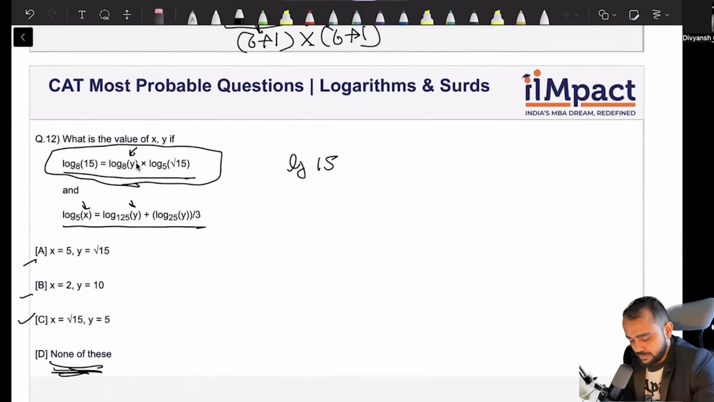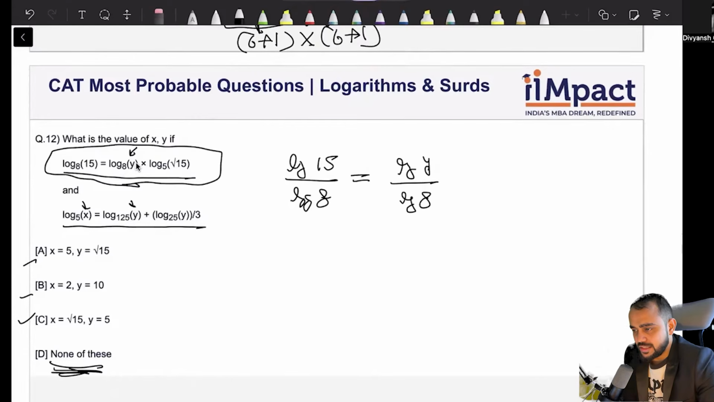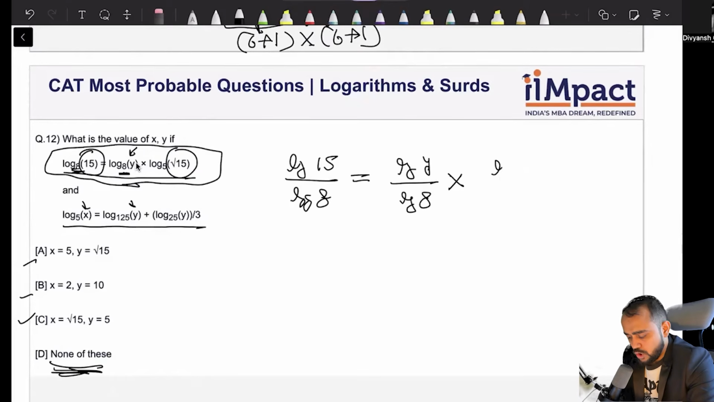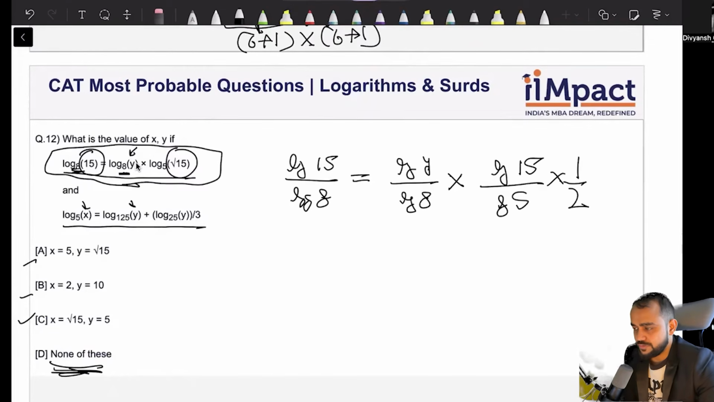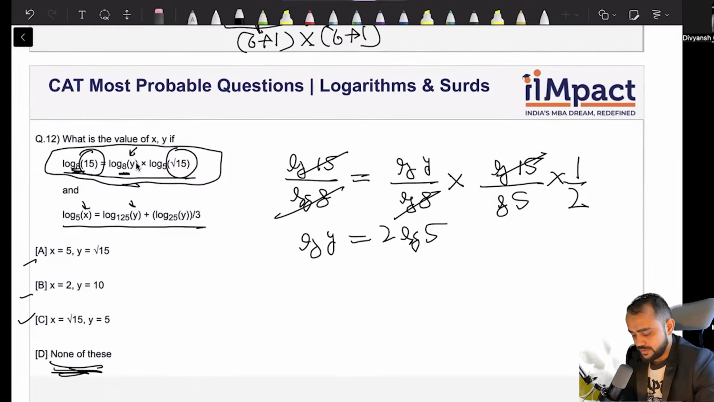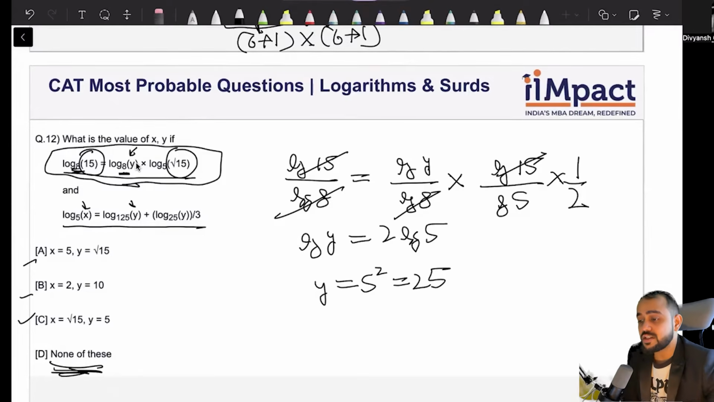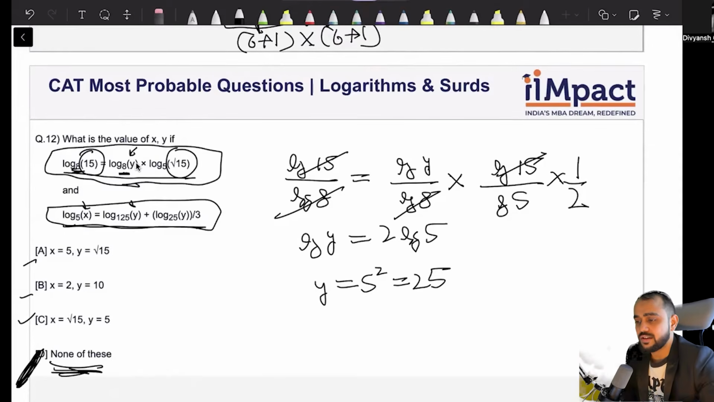I have log 15 by log 8 is equal to log y by log 8. The reason why I'm separating is because I see 8 here and 8 here, and I see 15 here and 15 here. So log y base log 8 into log 15 by log 5, and 15 was under root, so I will put a 1 by 2 outside, 15 to the power 1 by 2. So now log 8 cancels, log 15 and log 15 cancels, and I get log y is equal to 2 log 5, which means y is equal to 5 square is equal to 25, which is none of the options. So my answer is actually D. I don't really need to go and find the value of x.